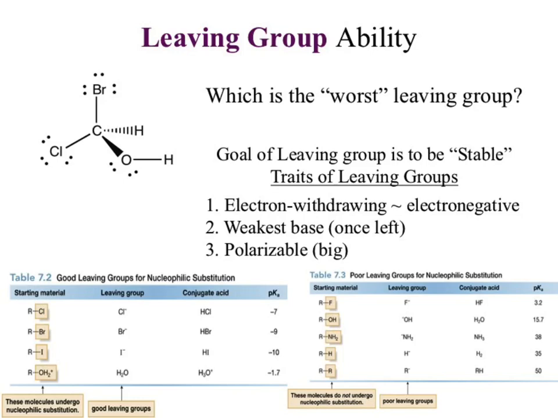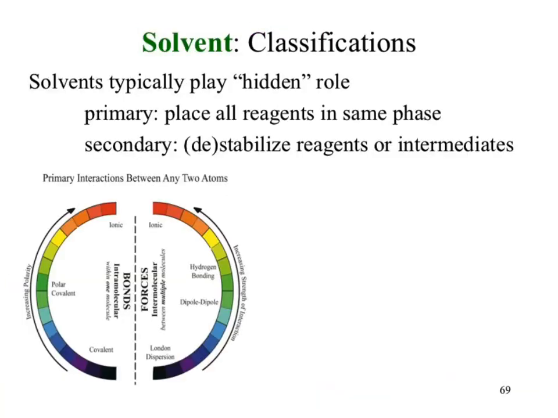Polarizability is a really fancy word for saying it's big. Okay? The bigger it is, the more polarizable. Those electron clouds can shift all over the place. Okay? And that is leaving group.